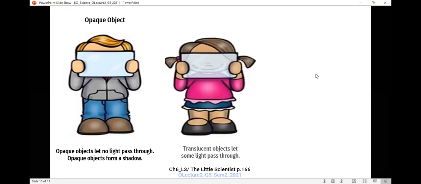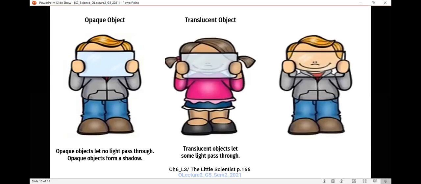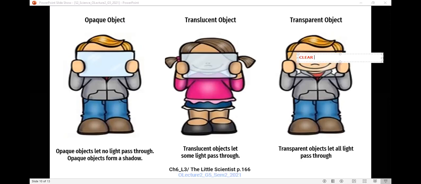Look at this and at this also. In which case can the boy see a clear image of what's behind? A transparent object. You see a clear image of what's behind. The final one, the last one: the image will be unclear. Unclear image. So it depends on how light acts when it meets these objects.